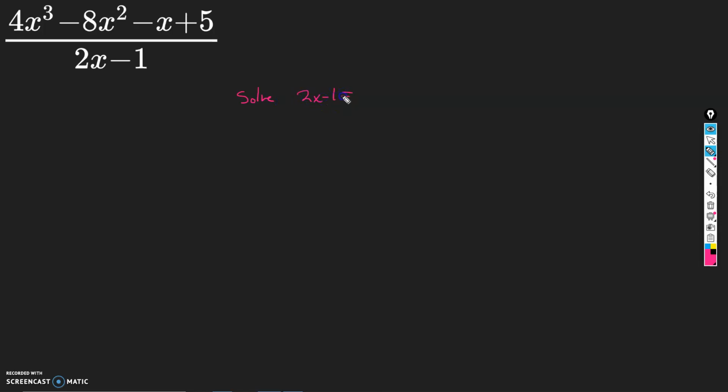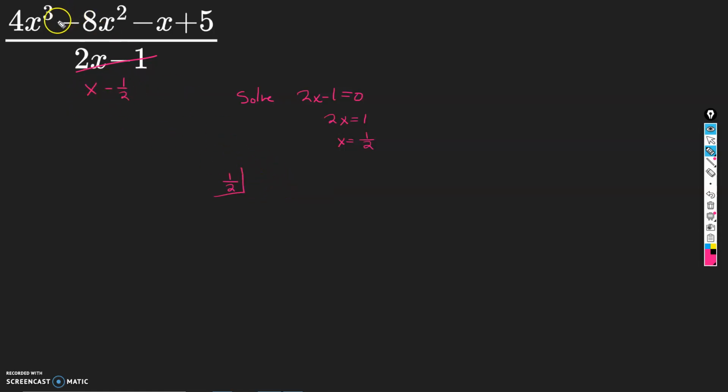I'm still going to solve 2x minus 1 equals 0. Add 1 on both sides, we get 2x equals 1. Divide both sides by 2, we get x equals 1 divided by 2. So 1/2 is now going to be our window number, and instead of 2x minus 1, we're going to change this into x minus 1/2. Why did I put a minus in there? Because our 0 was a positive 1/2, so if I plug in positive 1/2, 1/2 minus 1/2 is 0. Or you can think the opposite. So that's now our new linear divisor.